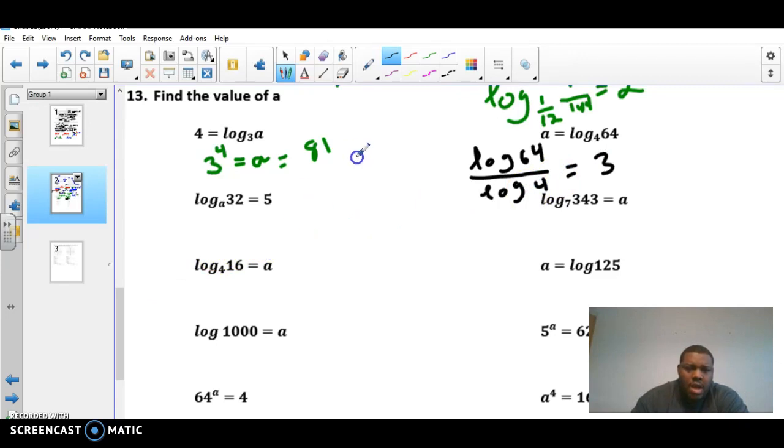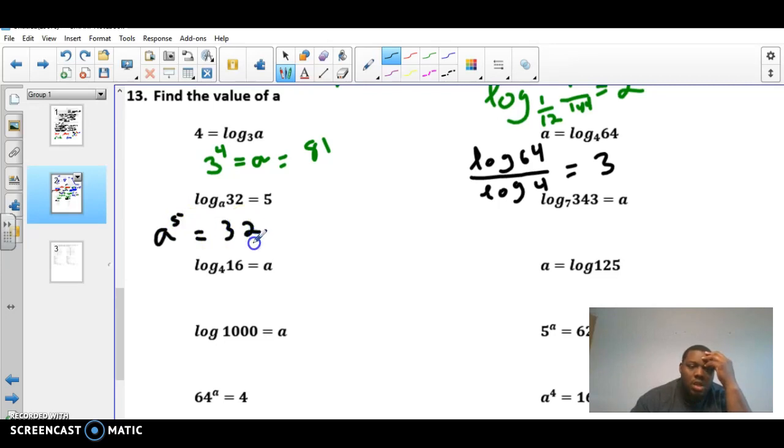Next, we have this problem here. Now notice, guys, this is rewritten. It's still a logarithm. It's just written where the exponent is now on this side. There's no difference. I have my argument. I do not have my base. So whenever I don't have my base and my argument, rewrite this whole thing. I'm going to end up with a to the 5th equals 32.